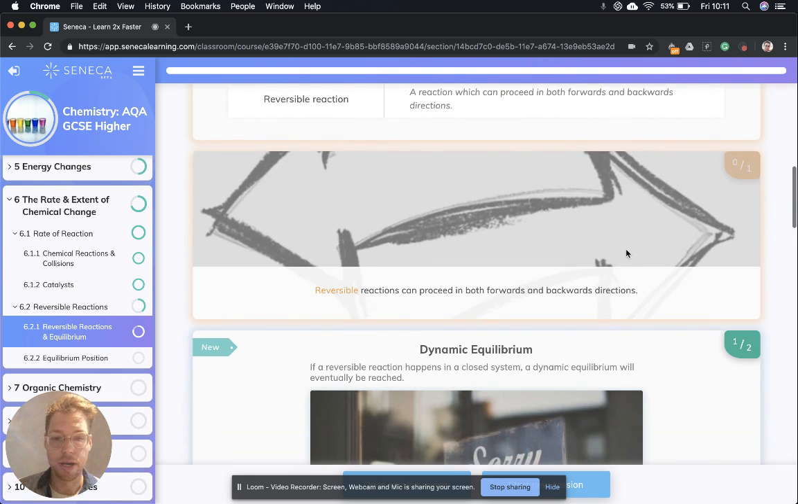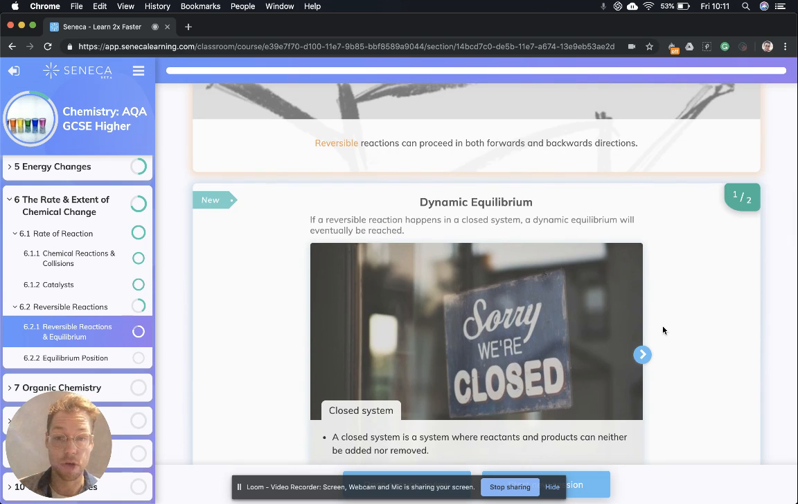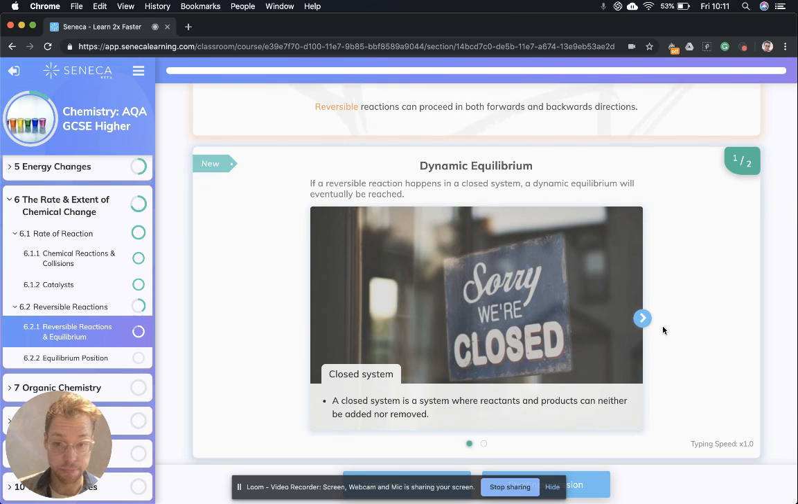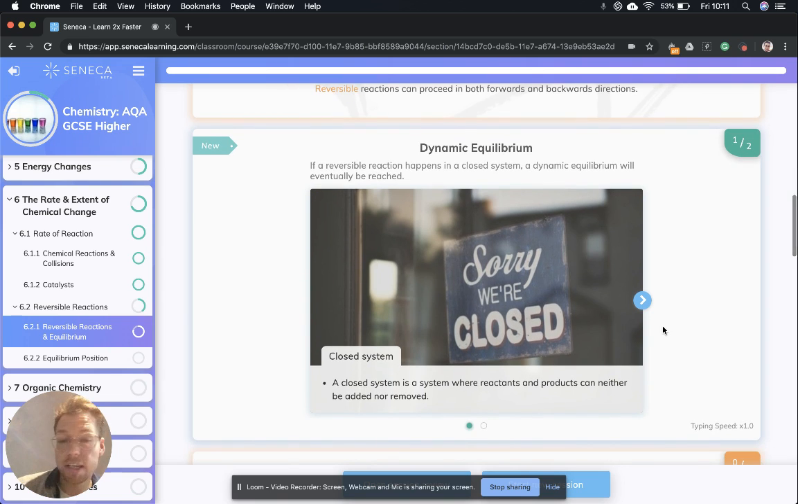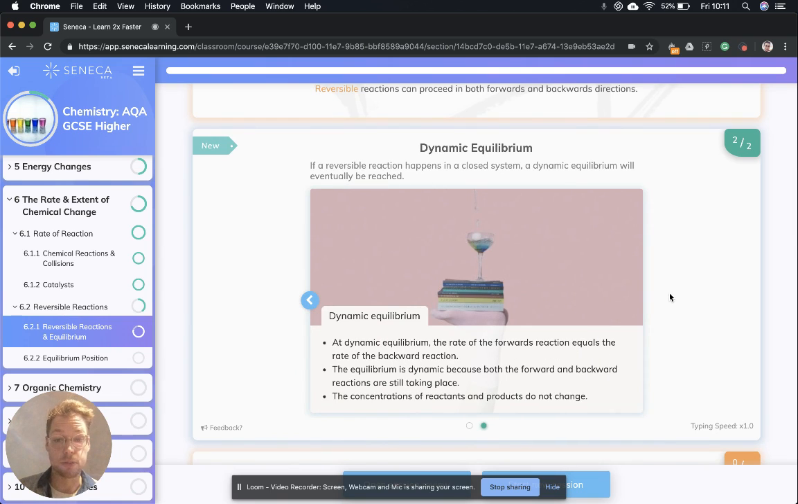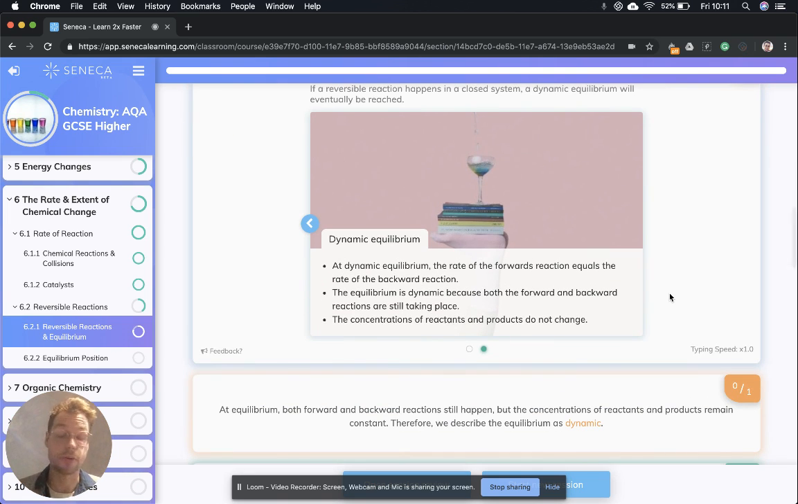Okay, so next up, we need to go over a few key terms. Equilibriums are described as dynamic, and in a closed system. A closed system basically means reactants and products can't be added or removed, so it's very exclusive. Everyone wants to be in a closed system, okay? Dynamic equilibrium is when the rate of the forward reaction equals the rate of the backwards reaction. It's dynamic because the forward and backwards reactions are taking place at the same time. And the concentrations of reactants and products don't change at dynamic equilibrium. So even though the forward and reverse reactions are still occurring, the concentration doesn't change. As soon as the products are made, they break up again, okay?